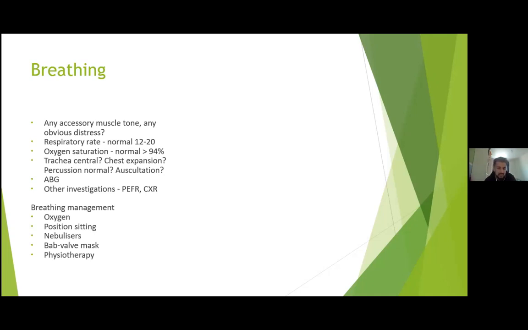At an FY1 level, I think it's completely fine, if they're desaturating, let's say quite low, below 90, to put a 15 litre non-rebreathe on as a first intervention. I think you'd be expected to be able to do that. You can also position the patient, sit them up. Depending on what you think is going on, you can prescribe some nebulizers, some salbutamol if there's an acute exacerbation of asthma, ipratropium bromide, that sort of thing. Those are just some examples of management you can do in breathing.